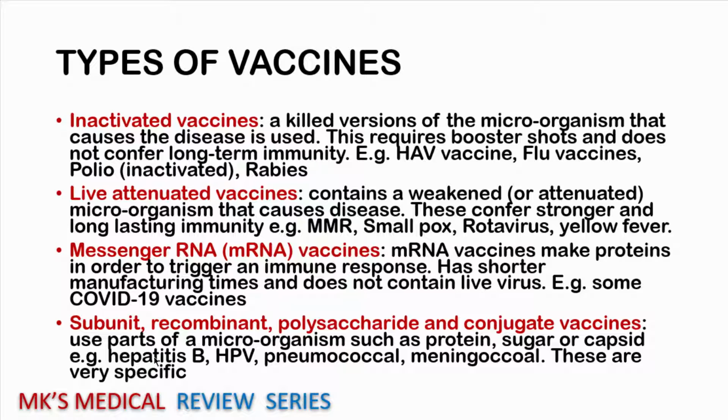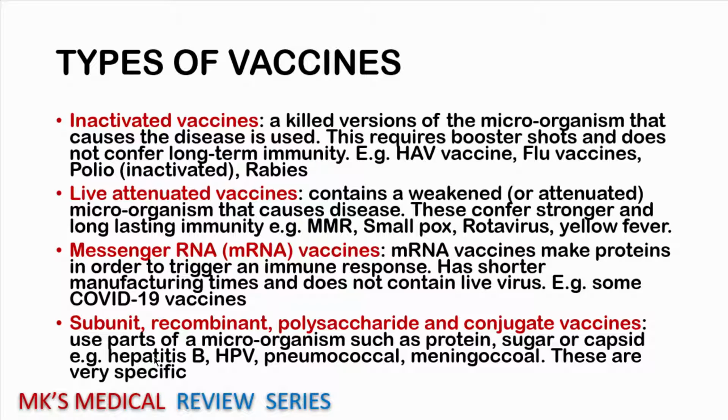Then the last type of vaccines are either subunit, recombinant polysaccharide, and conjugate vaccines. This is where you use part of the microorganism, such as the proteins. Remember that S protein that I talked about, the coronavirus, on the previous slides? So you can take that S protein and actually just inject the S protein. So the body will treat that S protein like it's a COVID virus, such that now every time whatever enters into the body that has an S protein is going to be destroyed. Or you can use sugars or even capsids that are present in the virus.